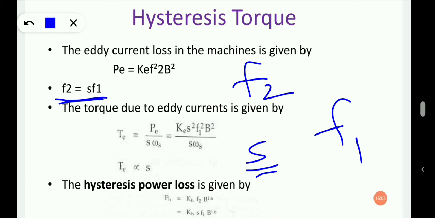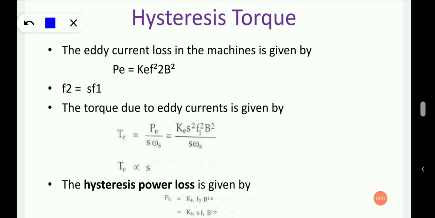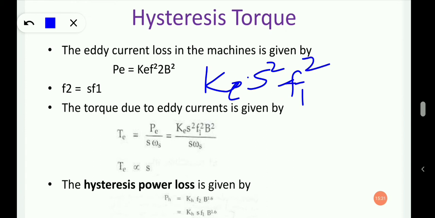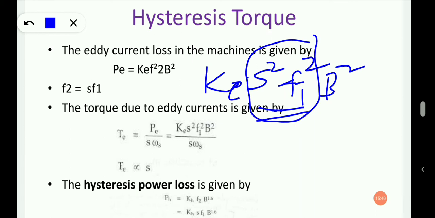If we put this F2 expression in the first equation of P, then we will get P equals K into S square into F1 square into B square. That means F2 square is replaced by S square into F1 square. This is the equation for eddy current loss in the machine.